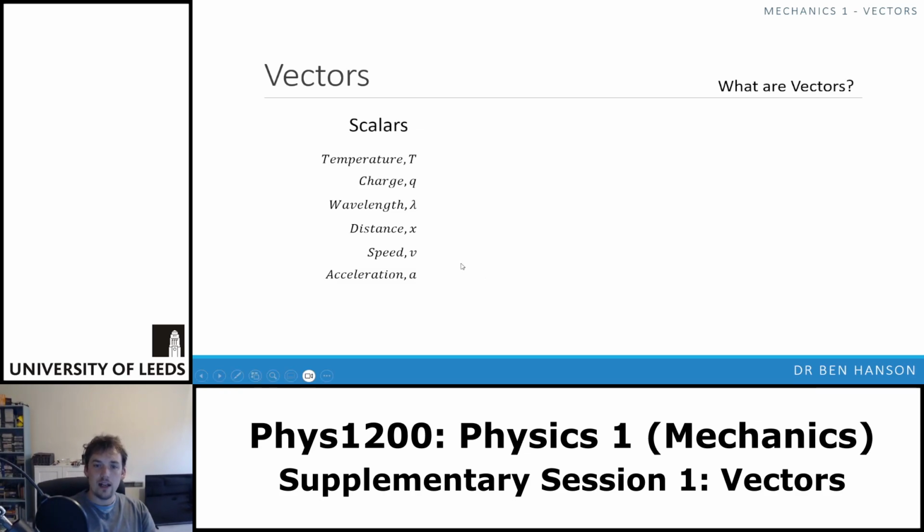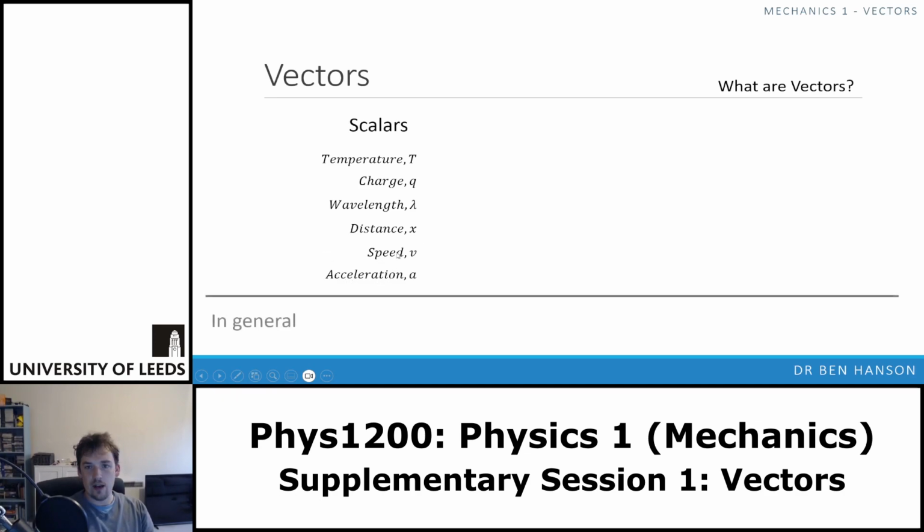Acceleration, how many meters per second are we going over every second? How does our meters per second change every second? Meters per second squared are the units for acceleration. So now we've got a general idea of what a scalar might be. It's just a number, with units attached, potentially, in physics.